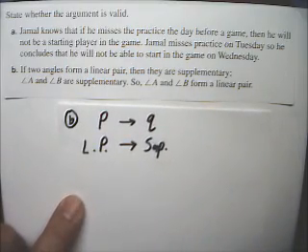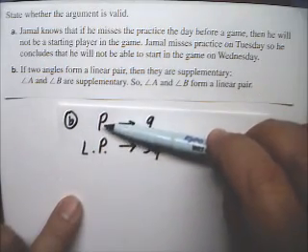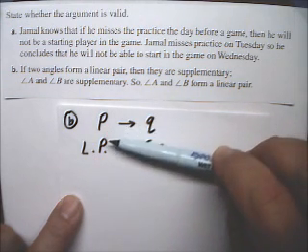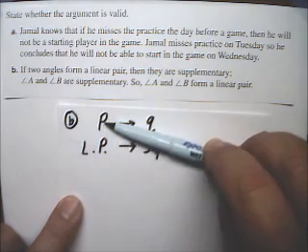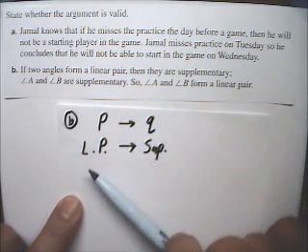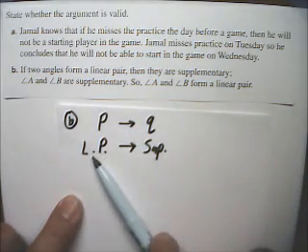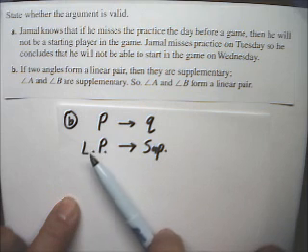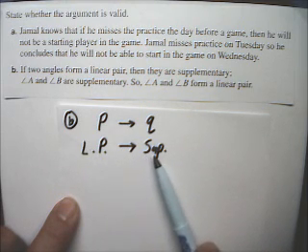Let's look at B. First of all, we need P arrow Q to be a true statement, and then we need P to be true. So if they're a linear pair, then they are supplementary, and that's true. And then it says they're supplementary. So that's Q, it's not P.